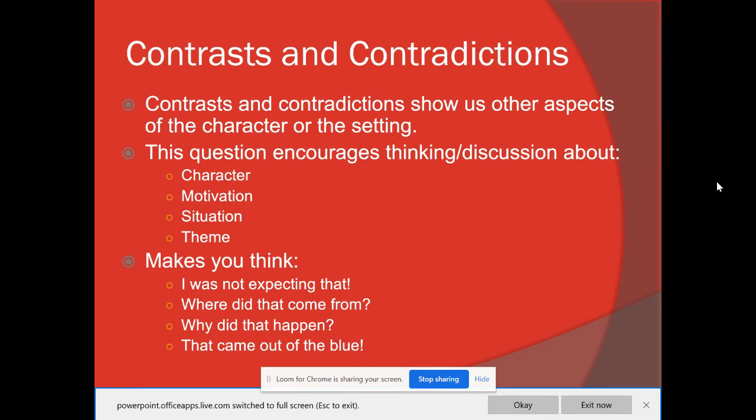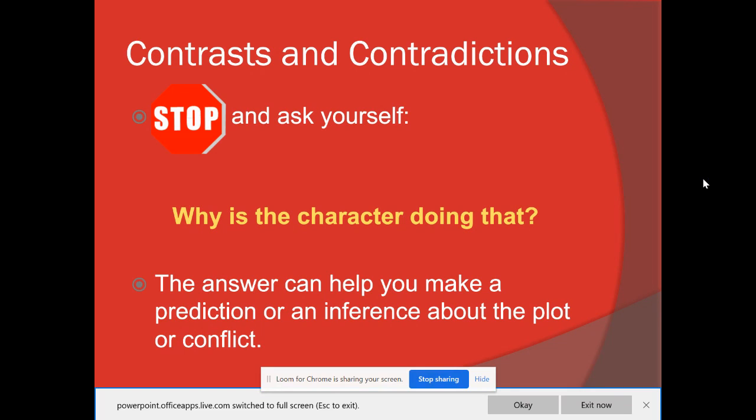So contrast and contradictions are used to show us more aspects of the character itself or what is going on in the story. So you're supposed to be thinking about the character, what is their motivation, what situation do they find themselves in, etc. If you see a character doing something that makes you wonder why they are doing this, stop and ask yourself, why is this character doing that? The answer can help you make a prediction or an inference about the plot or conflict. Okay?